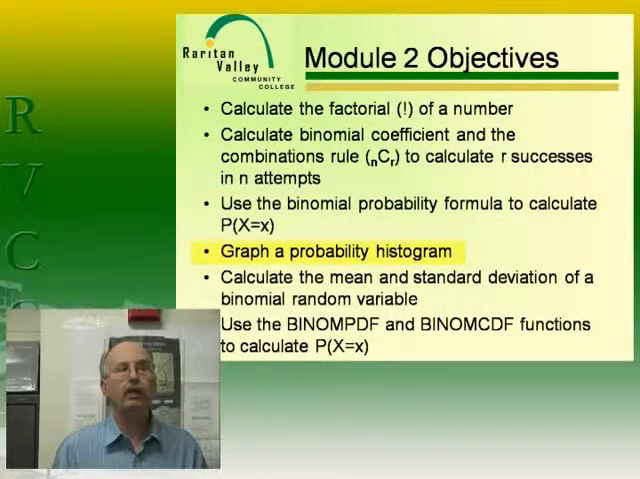We're going to graph a probability histogram. We're going to calculate the mean and standard deviation of a binomial random variable. And we're going to use some special functions called Binom PDF and Binom CDF to calculate P of x equals x. So let's get started.